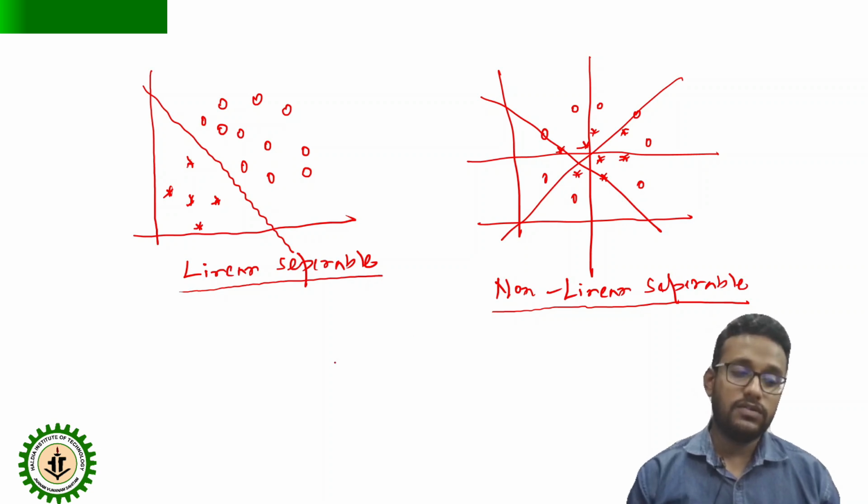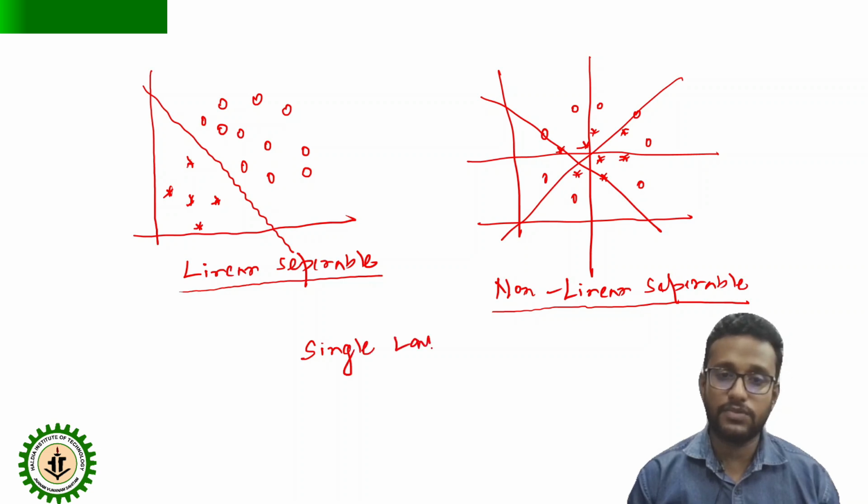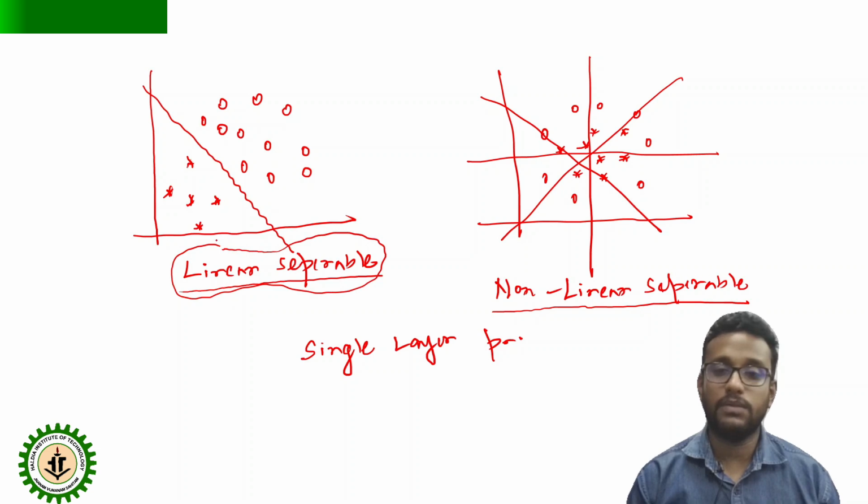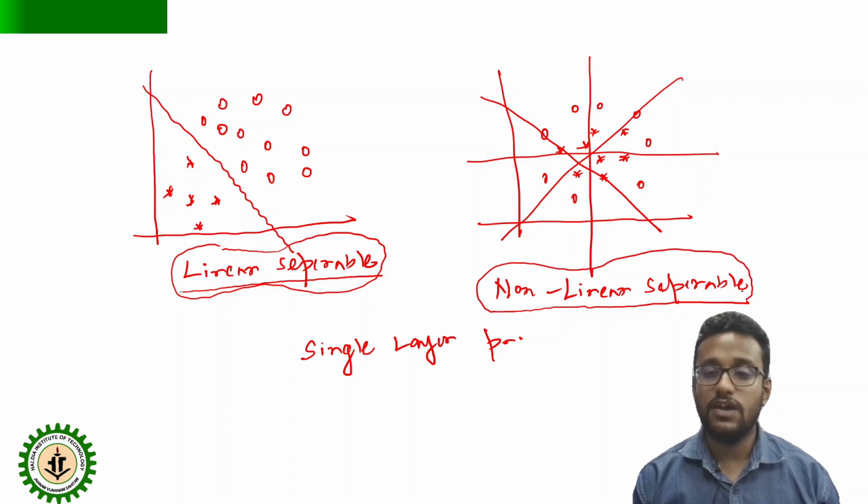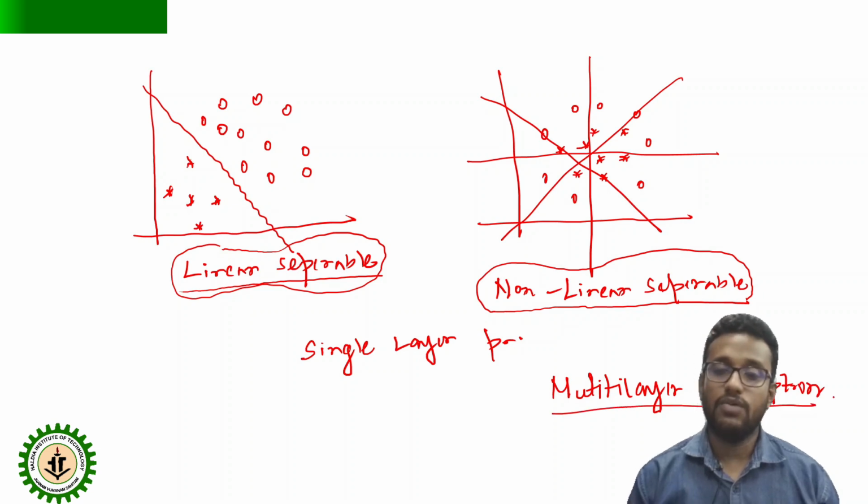Okay, so using the single layer perceptron, we can solve the linear separable problems. For the nonlinear separable problem, we have another architecture of the artificial neural network. It's called a multi-layer perceptron. By using the multi-layer perceptron, we can solve the problem of nonlinear separable problems.